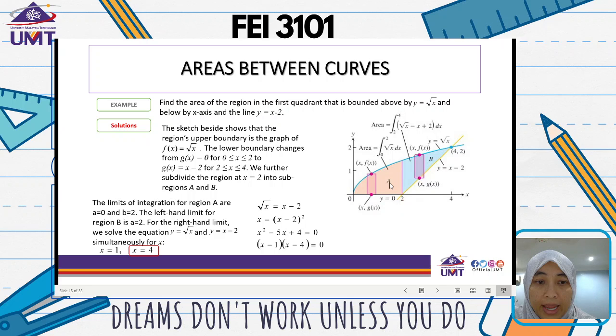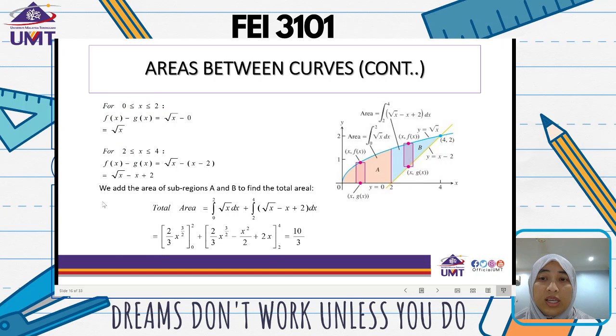And the left hand limit for region B is x equals 2. For the right hand limit, we solve the equations y equals square root of x and y equals x minus 2 simultaneously for x. So square root of x equals x minus 2; squaring, x equals x squared minus 4x plus 4. Then factorize it, and you get (x minus 1)(x minus 4) equals 0. Alright.